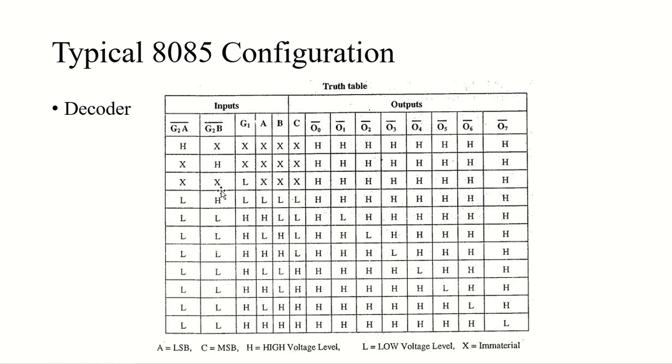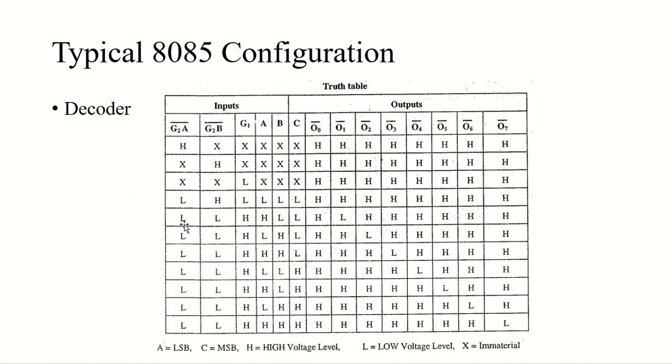G2A and G2B will be immaterial, and when G1 is at low voltage level, the outputs O0 to O7 will still remain at high voltage. And when everything is low but G2B is high, everything still remains at high voltage. See, which means that in order to keep every output at high voltage, you have to keep either of these enables immaterial or at high voltage.